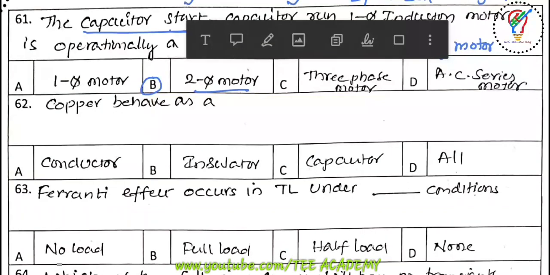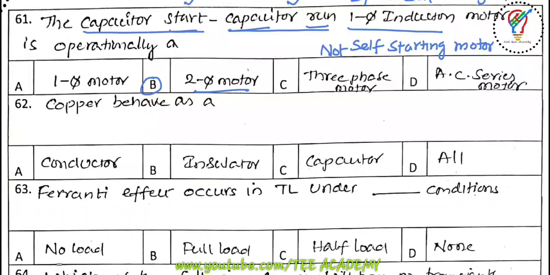Now next one, a simple question. You can answer this directly. Copper behaves as a conductor, insulator, capacitor, or all? Copper is a good conducting material, so its resistance is very low. If the resistance were high, it could act as a capacitor. But it does not act as a capacitor, because there should be a dielectric medium between two conducting bodies. So the correct option is conductor. Copper behaves as a conductor always.